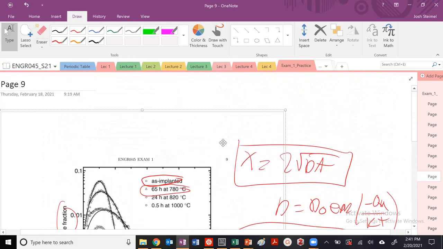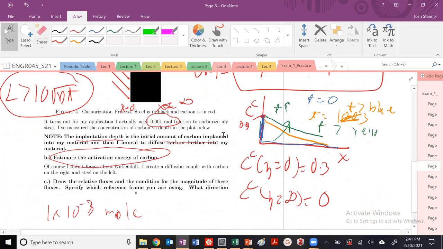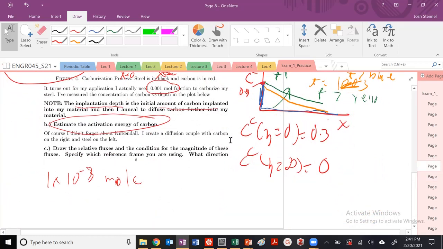Very, very difficult one. Again, there are going to be some problems in the exam you may not be able to do, but again, try to relate and see if you can develop a relationship or derive a relationship to calculate those values. So last one, draw the relative.